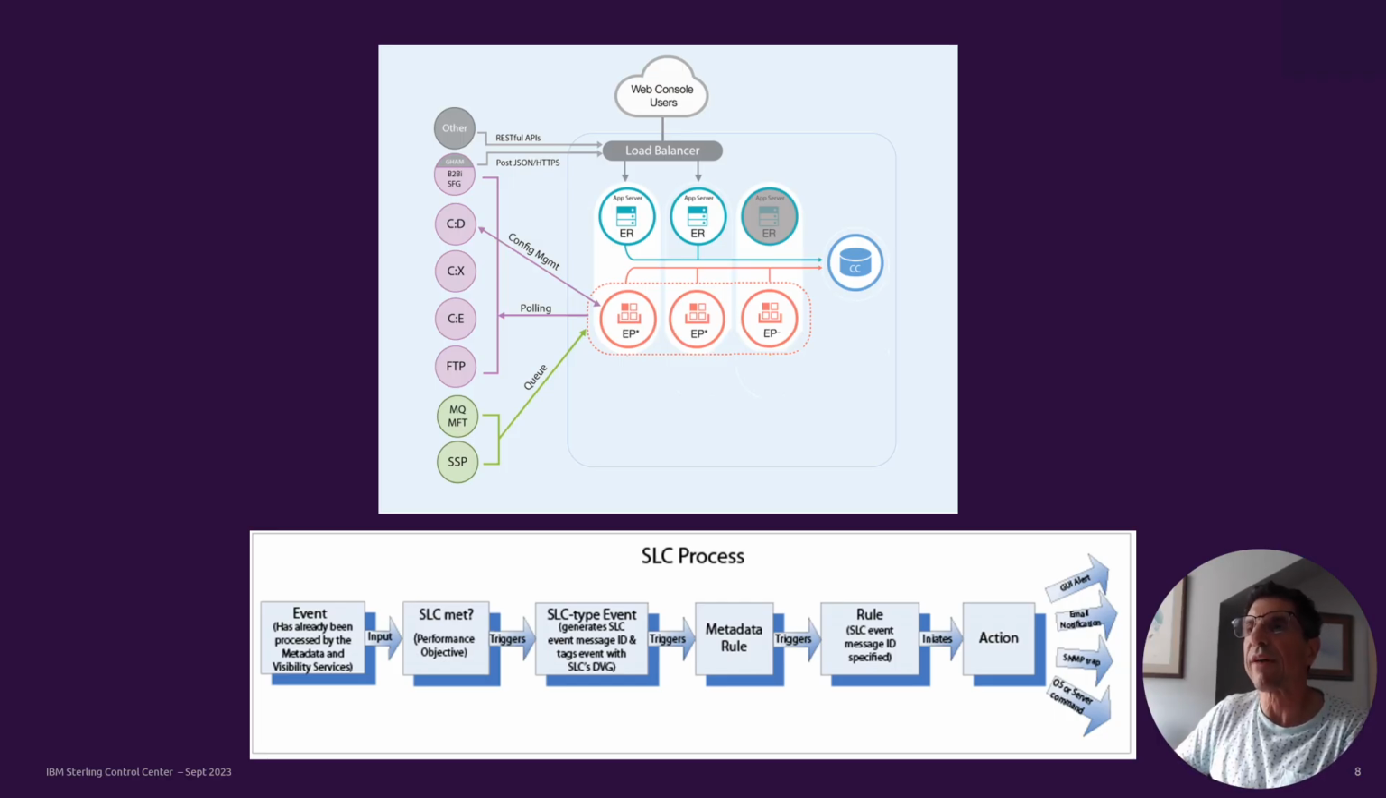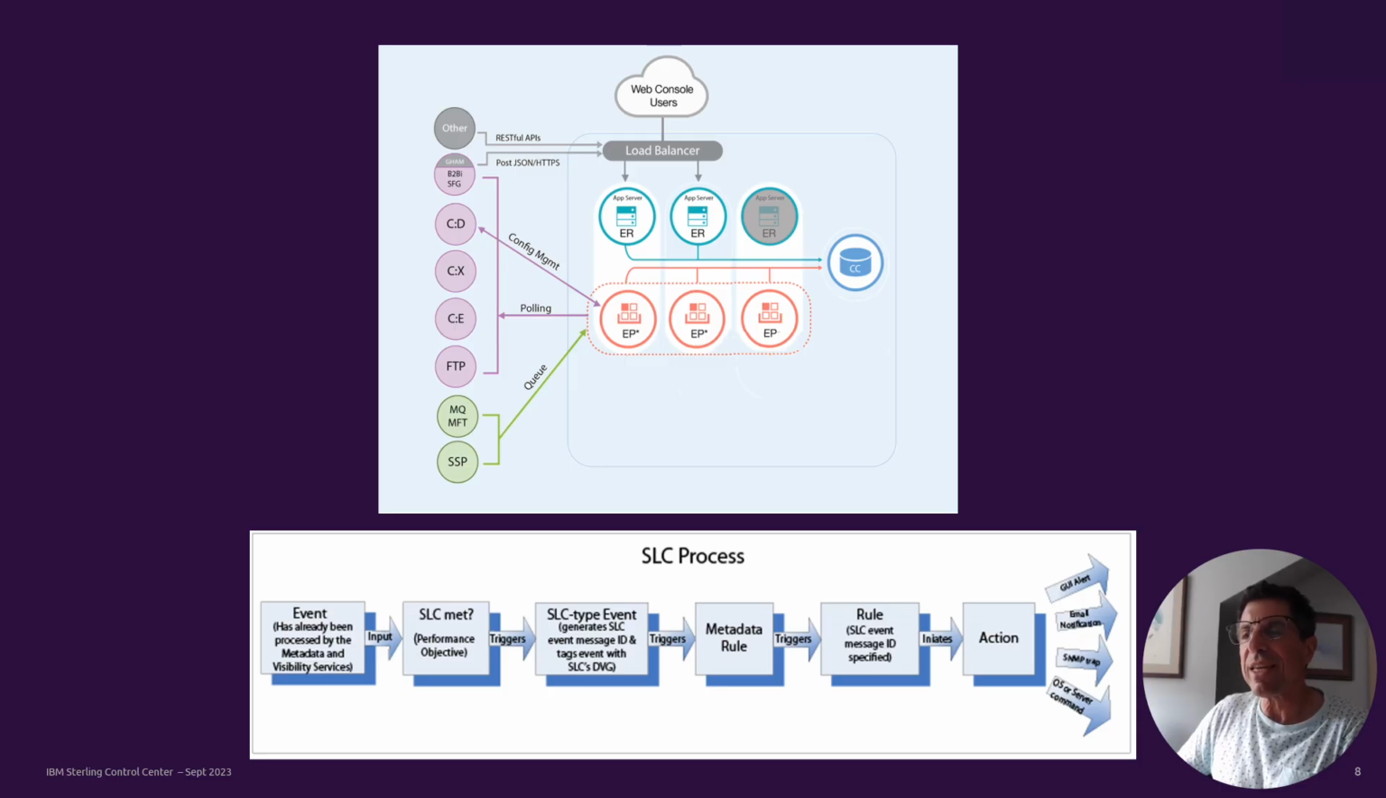This picture shows having a load balancer in between the web console users, so they only have one URL to go to. And this is the database for Control Center. Down here, it's showing the flow of events out of the SLC service.